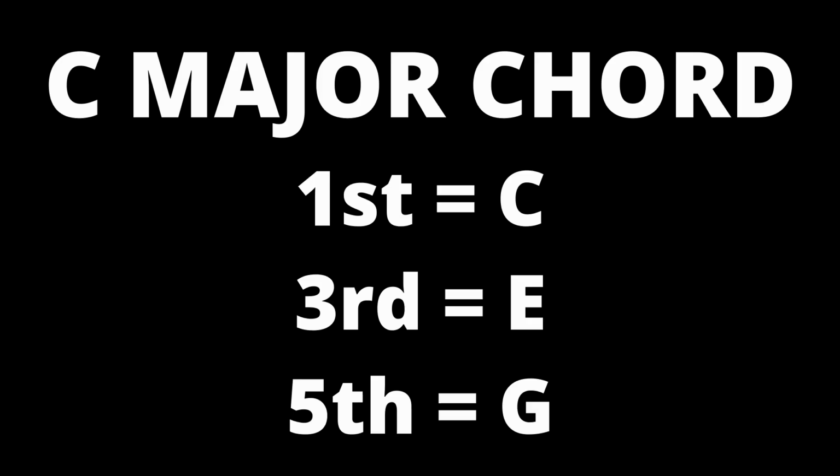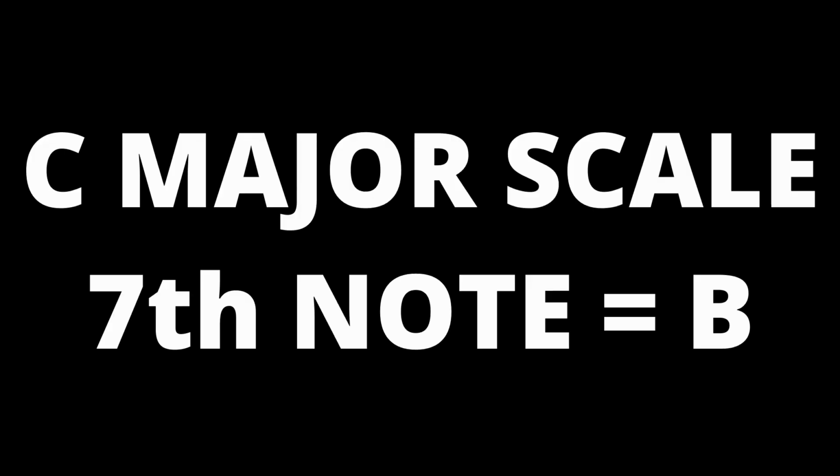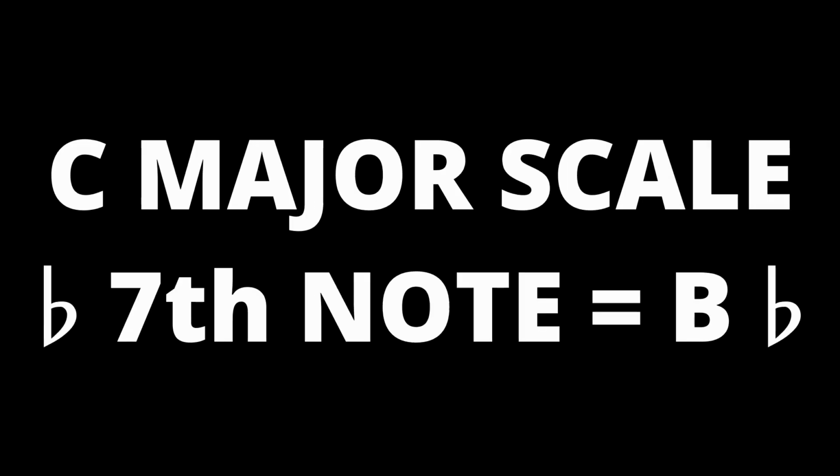The C major scale has the following notes: C, D, E, F, G, A, B. To create a C major chord, we take the 1st, 3rd, and 5th, which gives us C, E, and G. The 7th note in the scale is B, so our flat 7th note is half a step below this, which is B flat. This is also a whole step below the root note of C.